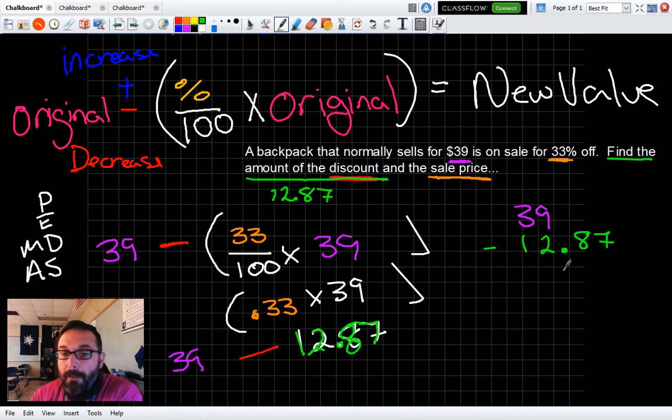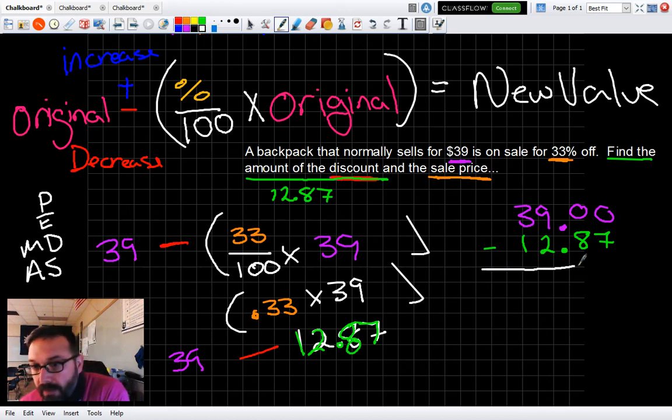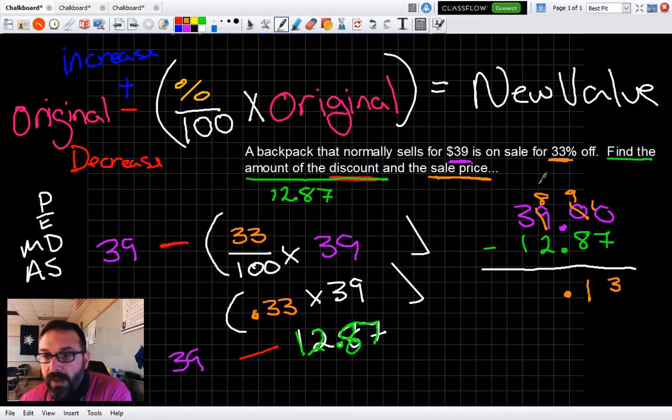So 39 minus 12.87. We have to add the decimal point and the 0, 0. Now, because we are doing that, this decimal point is actually going to stay where it is. So now let's look. 7 from 0 can't do, so I have to beg, borrow, and steal. 10 minus 7 is 3. 9 minus 8 is 1. 8 minus 2 is 6. 3 minus 1 is 2.